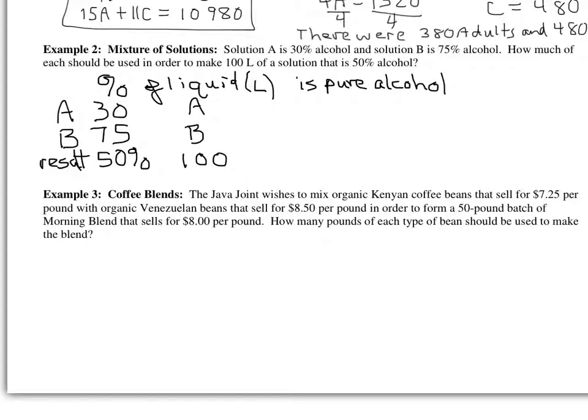So 30% of A is going to be 30 over 100, or 0.30 times A. That's pure alcohol. Liquid B is 75% alcohol, so 75 over 100 is 0.75 B. That will be pure alcohol. And we have 50% alcohol. 50% of the 100 liters is pure alcohol. That means 50 liters is pure alcohol in the resulting mixture.